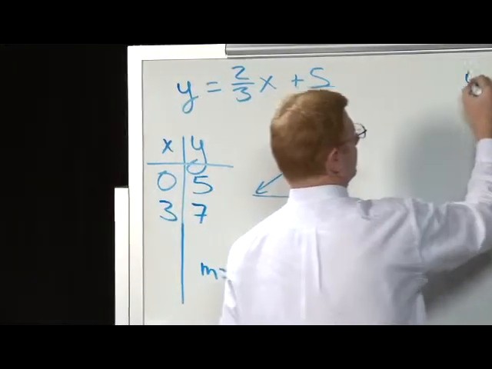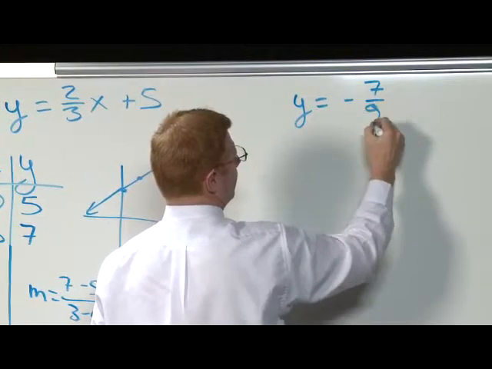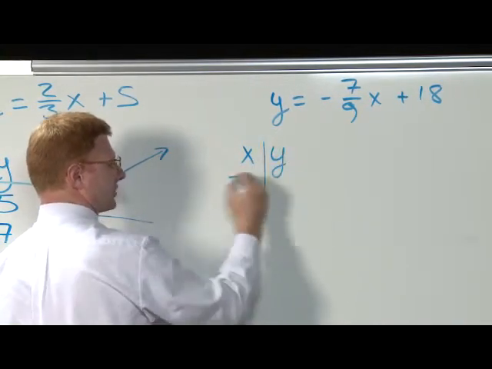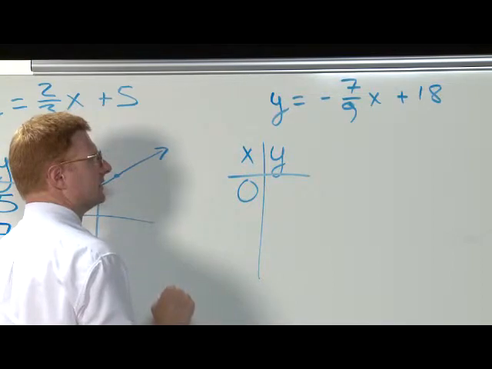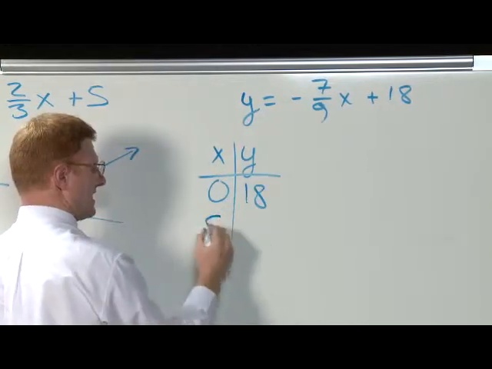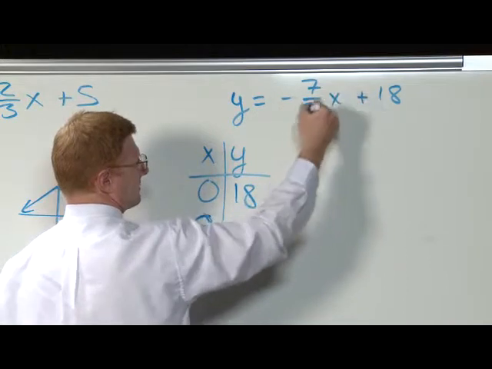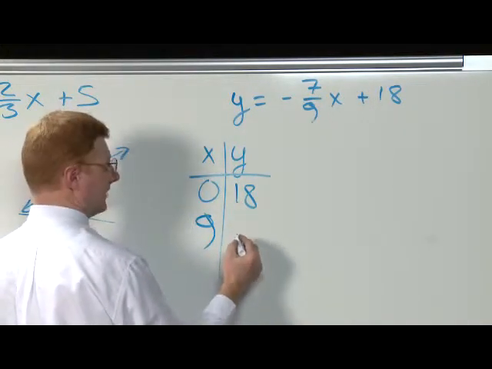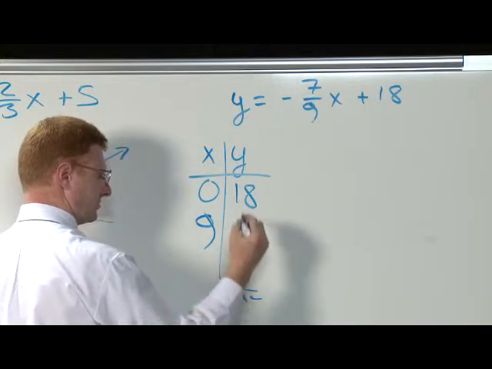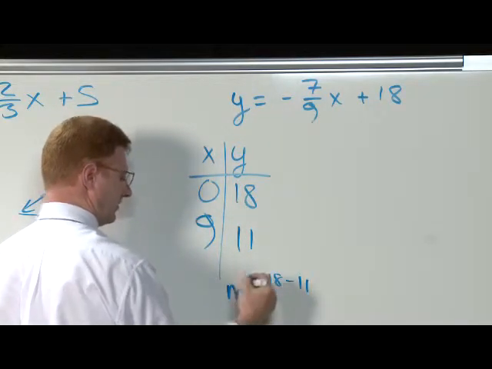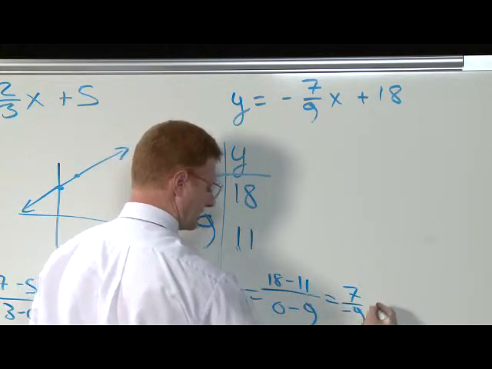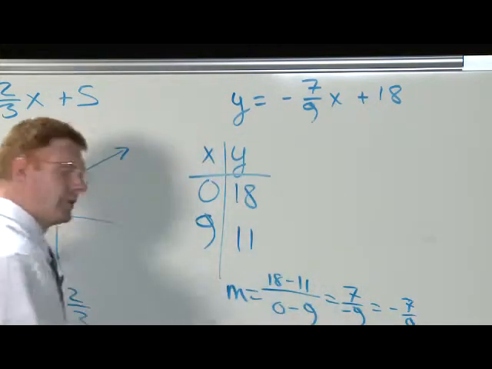Let's try it again. Y equals negative 7/9 x plus 18. Let's do a little graph here, a little chart, x, y. So if x is 0, y equals 18. Stick in a really good number that will get rid of that. Stick in a 9 for x. Those cancel. We have negative 7 plus 18 is, oh, that would be 11. So you can graph this. 0, 18, then 9, 11. The slope is going to be 18 minus 11 over 0 minus 9. 18 minus 11 is 7 over negative 9. That's negative 7/9.